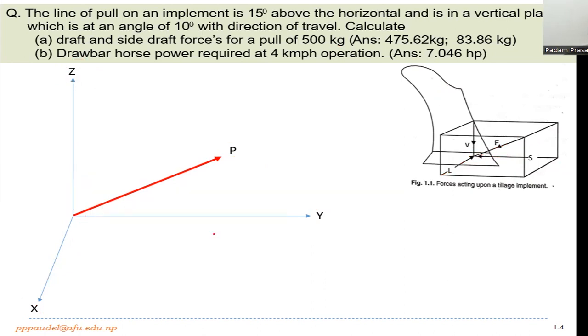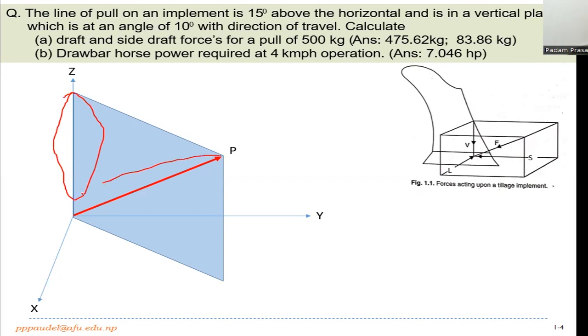Let us make a plane passing through P and the z-axis. It contains two lines, the z-axis and the P vector, so it is a coplanar plane that contains the total applied force, that is the resultant force P, and the z-axis. This blue plane contains the total resultant force and the z-axis.